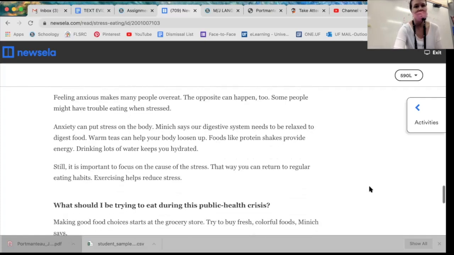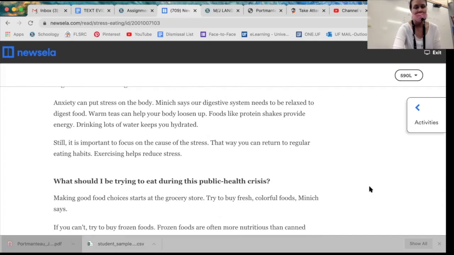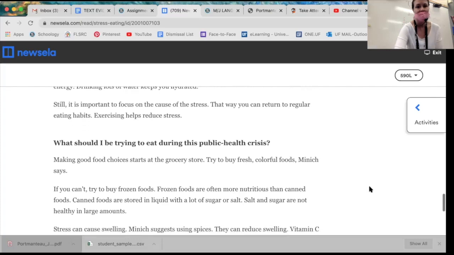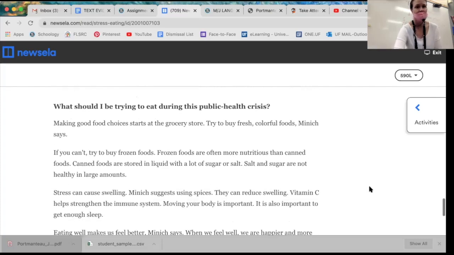Feeling anxious makes many people overeat, but also the opposite can happen too. Some people might have trouble eating when they're stressed. Anxiety can put stress on the body. Minik says our digestive system needs to be relaxed to digest the food. Warm tea helps your body loosen up, and foods like protein shakes provide energy. Drinking lots of water helps keep you hydrated. It is important to focus on the cause of the stress. That way you can return to regular eating habits and exercise to reduce it.